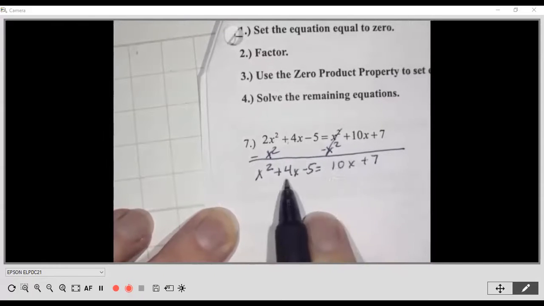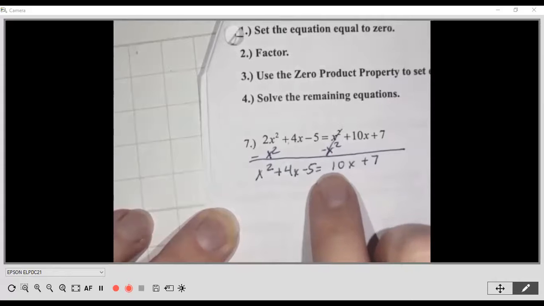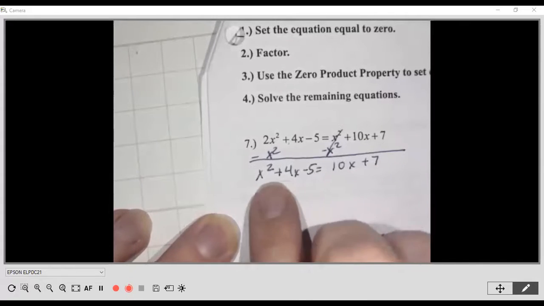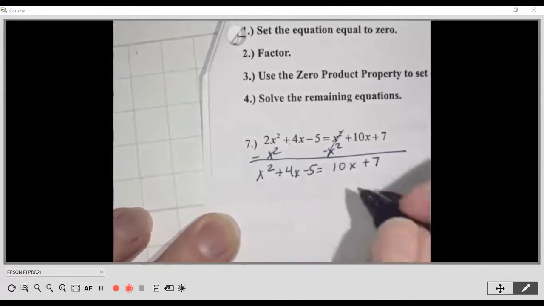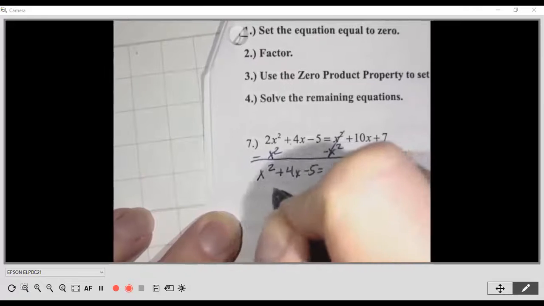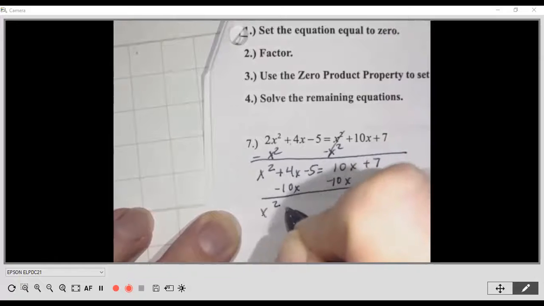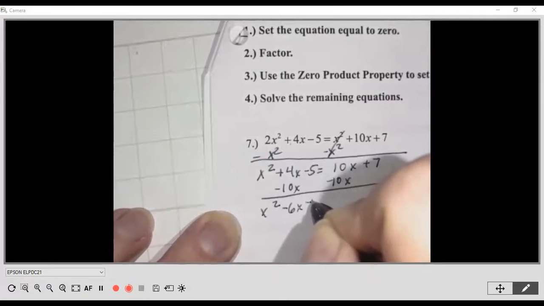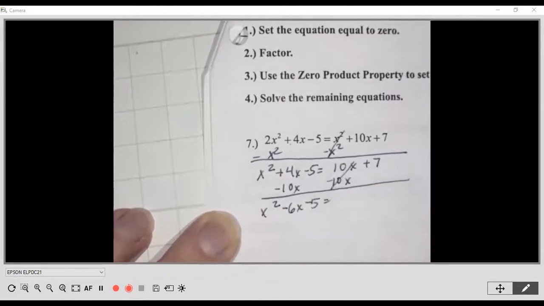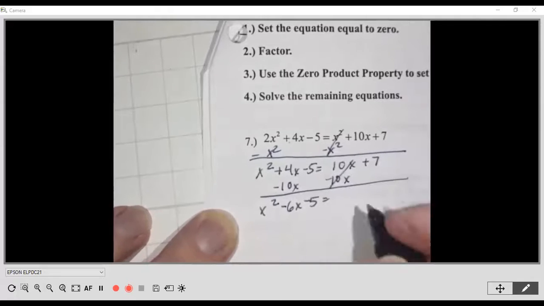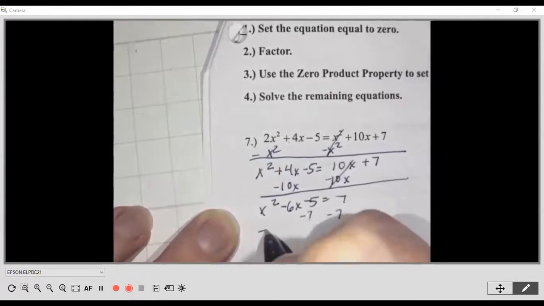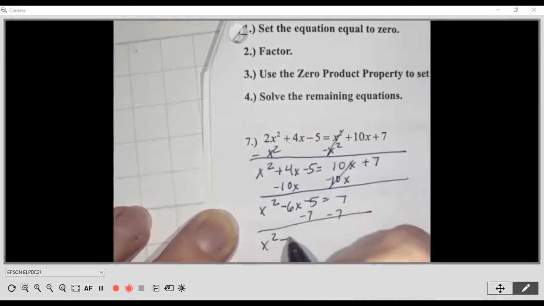Okay, so now I want all of the x's on the same side. So the goal is to get 0 on the right-hand side and all of the other terms on the left-hand side. So subtract 10x from each side. This gives me x squared minus 6x minus 5 equals 10x minus 10x is 0. Bring down the 7. Subtract 7 from each side to get x squared minus 6x minus 12 equals 0.